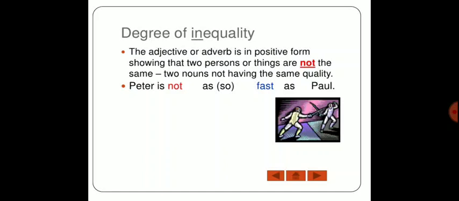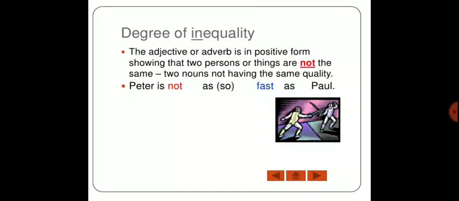Next is degree of inequality. This comparison is used to compare two persons, animals or things to tell us that they are not equal, because we are using the word not in this degree, not having the same quality. Okay, so the brown cat is not so beautiful as the black and white cat. So the word beautiful is an adjective in the positive form and with the conjunction so as, and the negative not expresses the degree of inequality.